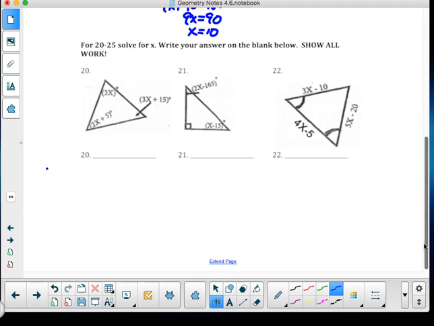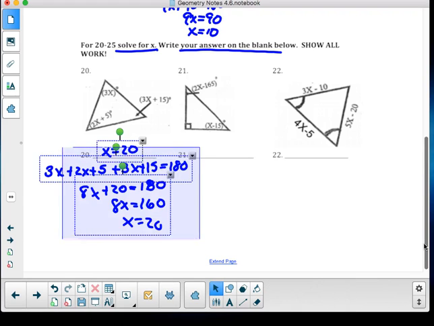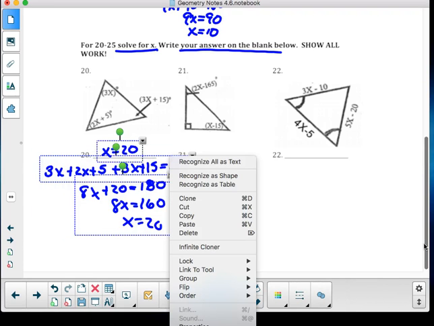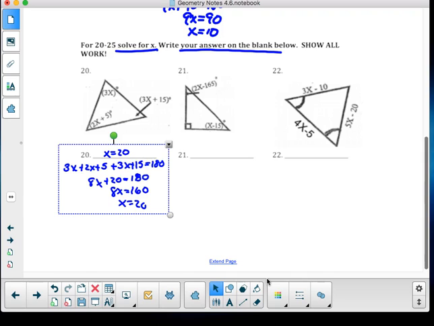In problem 20, I know that three angles added together will add up to 180 degrees. The danger of this is writing everything out. So I've got a 3x, a 2x, and a 3x, that's 8x. A 5 and a 15, that's 20, is equal to 180. Now I subtract my 20, 8x is equal to 160, so x is 20. They would like me to solve for x and then write the answer on the blank, so x is equal to 20. I'm going to make sure that I use my space better, so I'm going to group this a little bit and shrink it down so it fits in my spot.